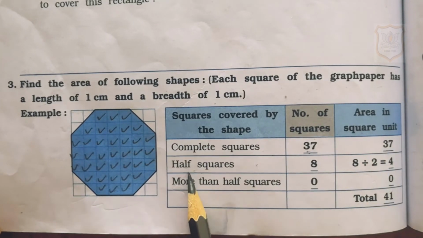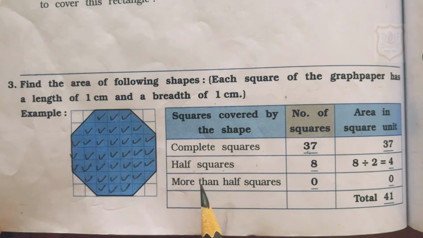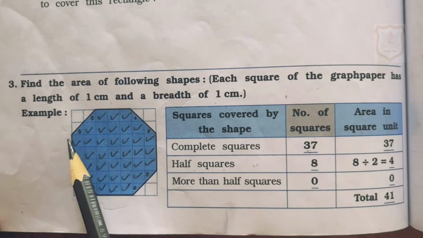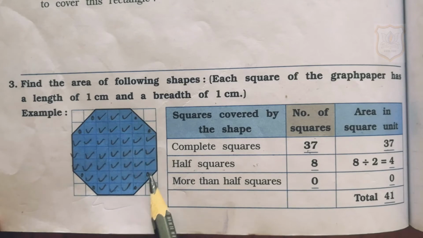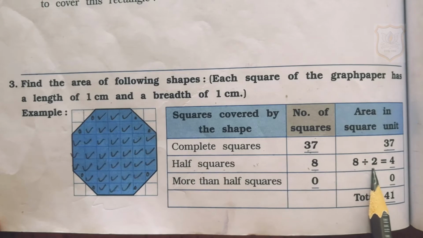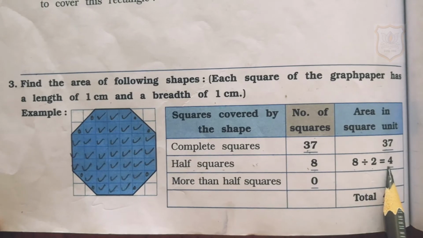Then we have to find out how many half squares are there. So we will place a dot on half squares. In this way we have to place a dot on each half square. Now we have to count how many half squares are there: 1, 2, 3, 4, 5, 6, 7 and 8. There are total 8 half squares. So 2 half squares will make 1 complete square. So we will divide this 8 by 2, then we will get 4 complete squares. So in the area in square unit we will write 4.